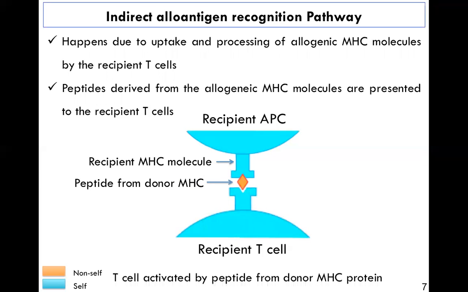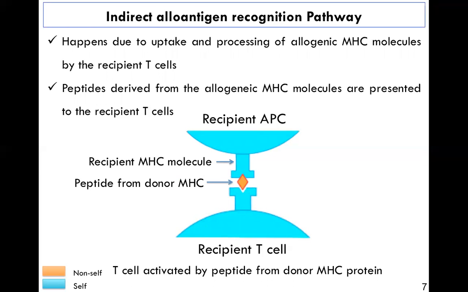So what we are doing here, a T cell is activated by the peptide from the donor MHC molecule. In both cases, the APC and the T cell are from the recipient, and the antigen is taken up by these cells and presented on the MHC molecule, and here we have the peptide from the donor MHC molecule. So that is the indirect way, called indirect alloantigen recognition. That's what we have learned in these terms.